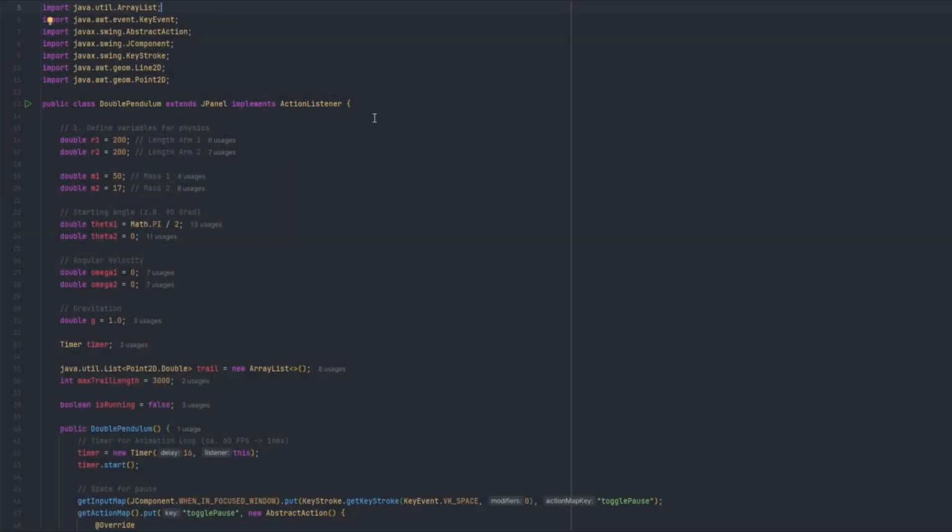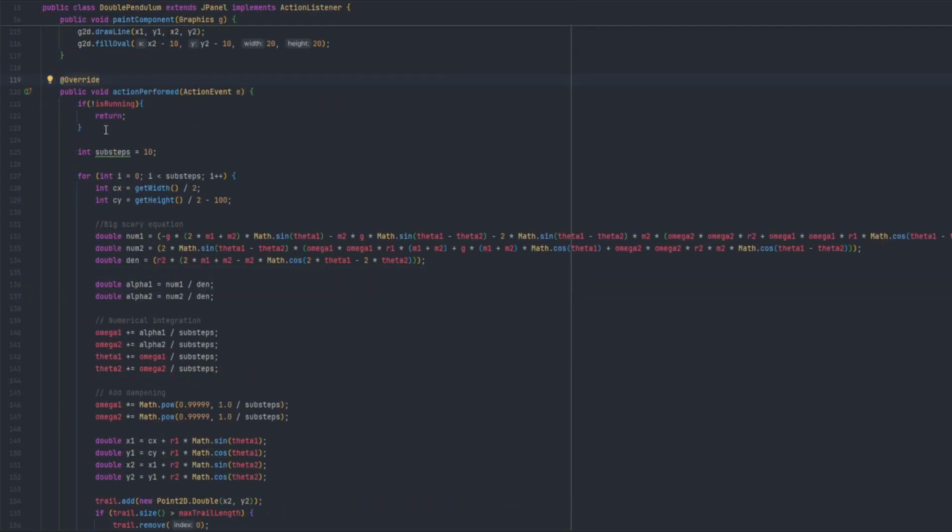Let's set up our Java class. We need a few core variables for each arm: their lengths, their masses, and most importantly, their current angles and angular velocities. Remember that scary equation we just talked about?